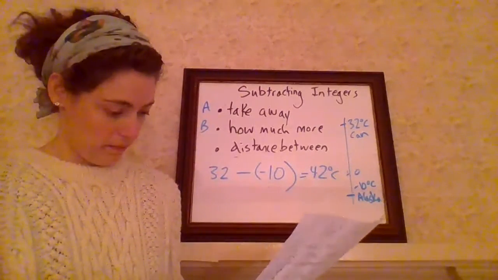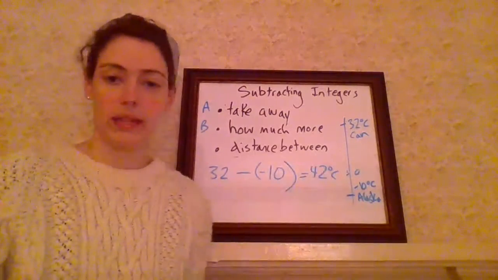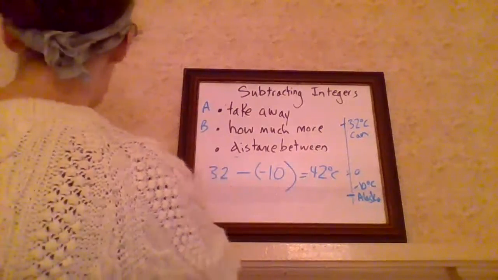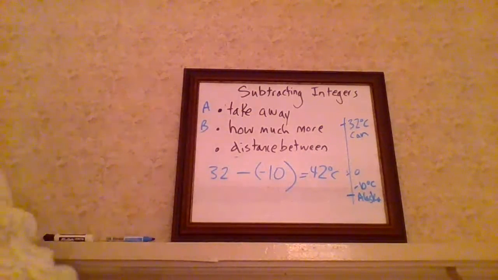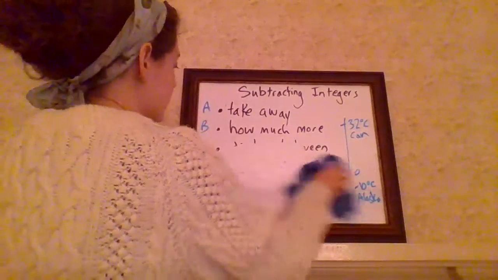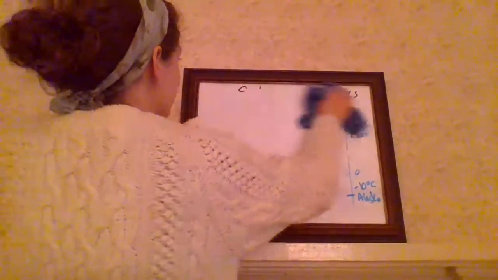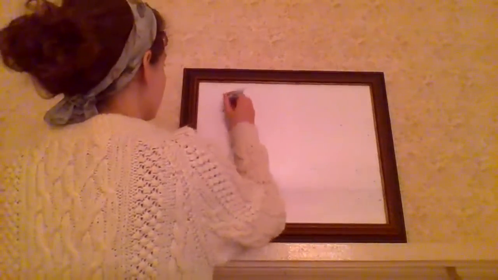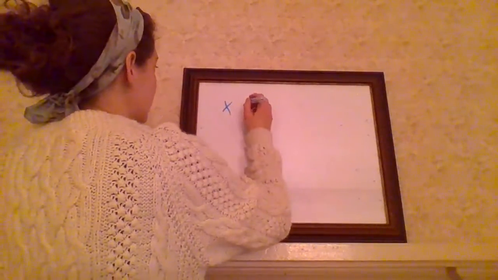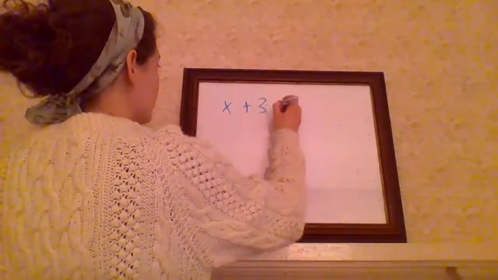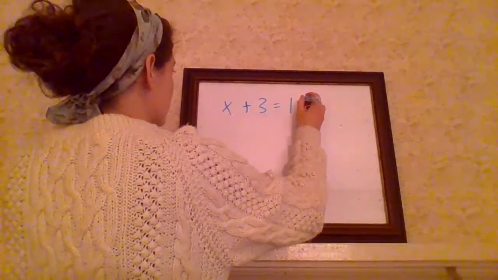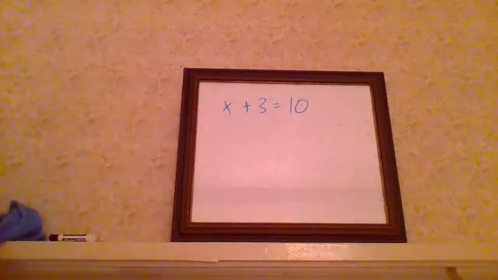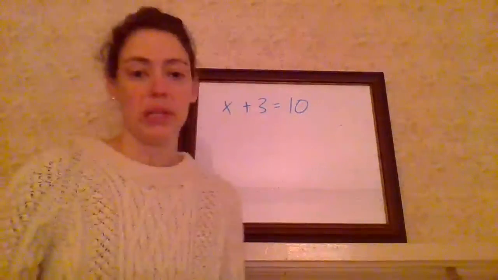Okay, so I just want to mention one more thing. That'll be it. So as I said, subtracting is the opposite of adding. So if you think about it, if you had, let's just say you had a mystery number, x, and you added 3 to it, and you got 10. What would that mystery number be? What is the mystery number?